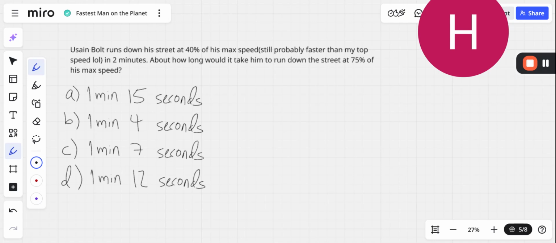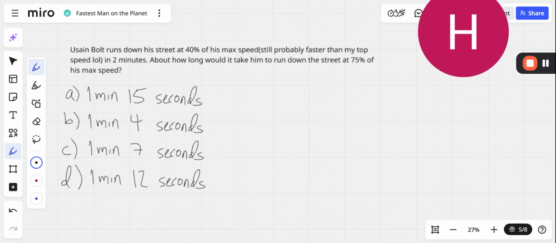Okay, let's get started. So reading the problem, just full on through, Usain Bolt runs down his street at 40% of his max speed, which is still probably faster than my top speed, to be honest. He can run down the street at 40% of his max speed in 2 minutes. About how long would it take him to run down the street at 75% of his max speed?